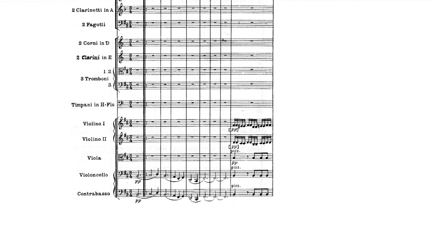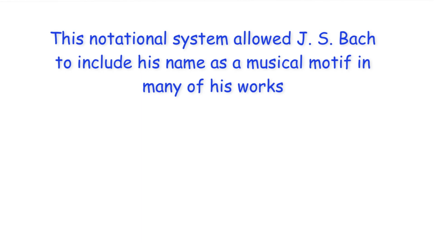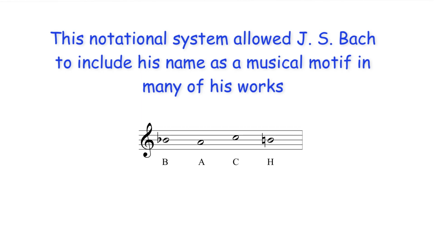In many countries, adding IS after a note name indicates a sharp, while adding ES or S indicates a flat. The H follows a probable German-based system where B flat is written as B and B natural as H. In the Stravinsky instrumentation list also, the clarinets in B flat are listed using B. As an aside, this notational system allowed J.S. Bach to include his name as a musical motif in many of his works.